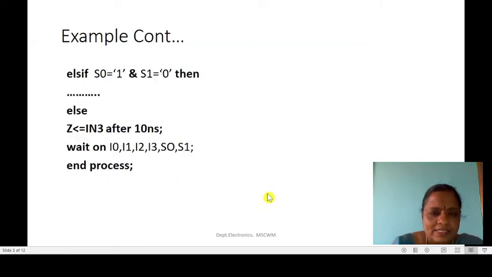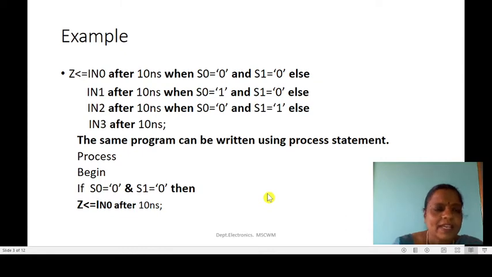Next let us see the example. Here you see, IN0 is one waveform element.